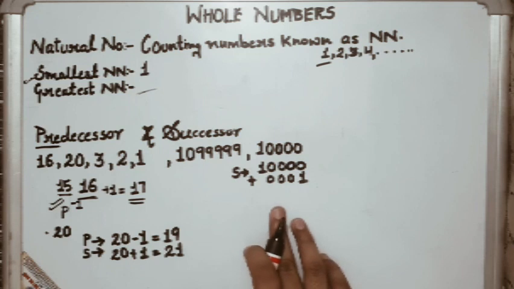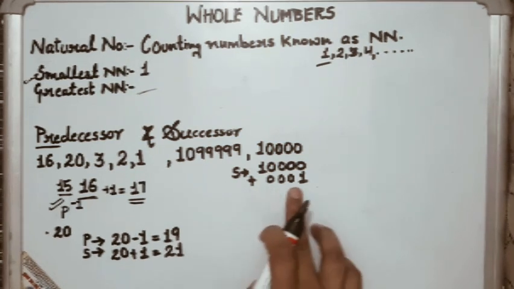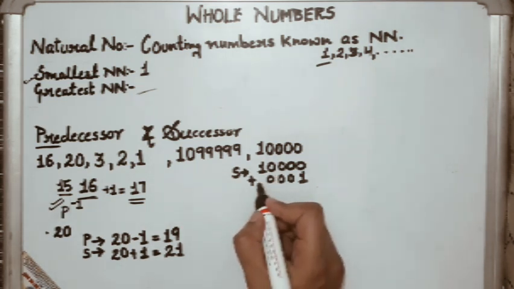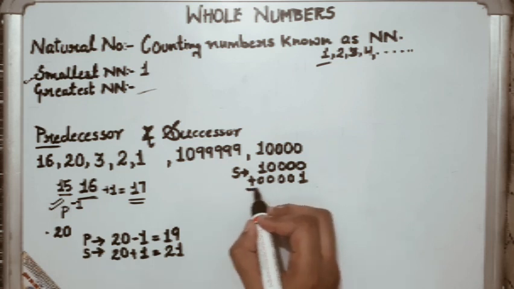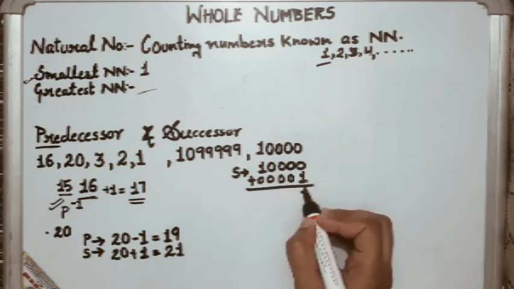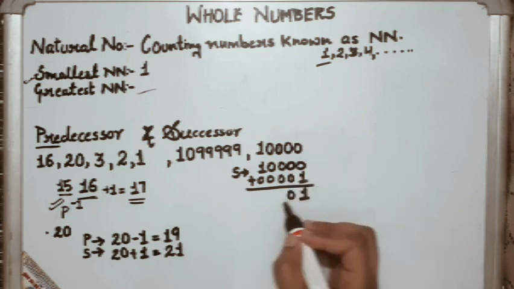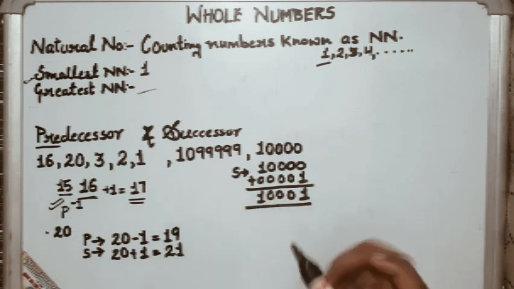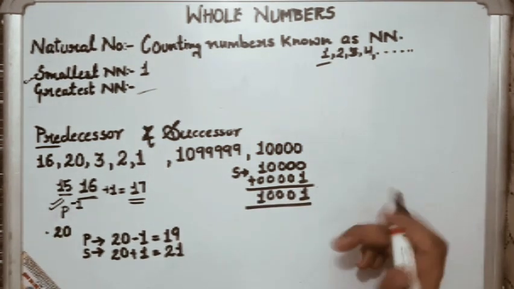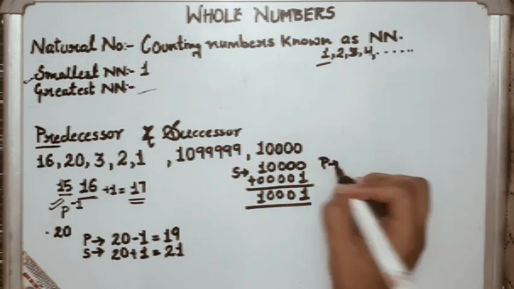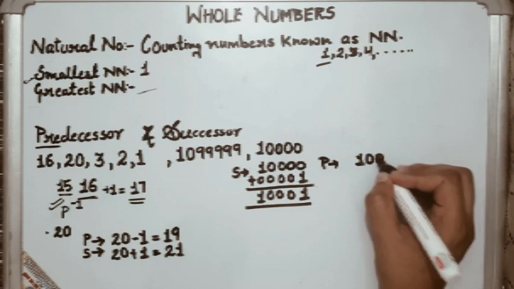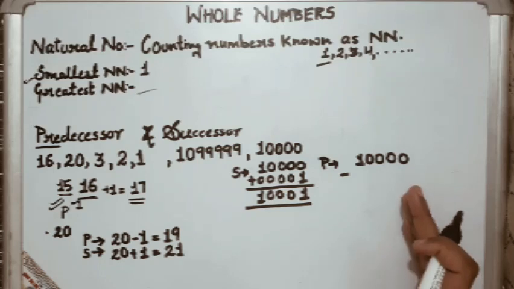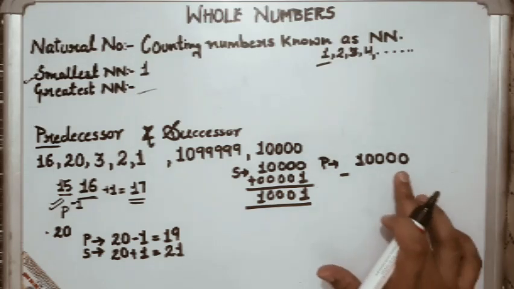Now let's come here. At the time of addition and subtraction, if there are empty places, then you have to replace them with 0. Now you have to add this. Now 0 plus 1 is 1. 0 plus 0 is 0, 0, 0. 1 plus 0 is 1. Now this is the successor of 10,000. Now let's find out its predecessor. Now the given number is 10,000 and you have to subtract 1 from it, and we will always write the number from the right hand side.